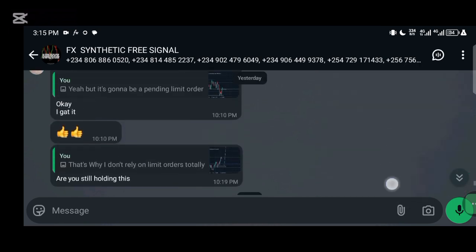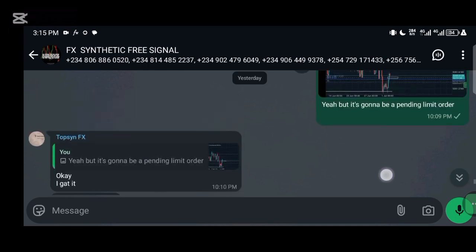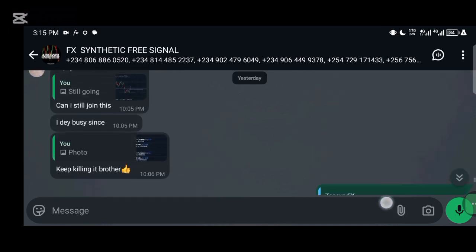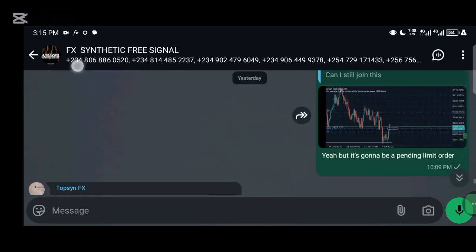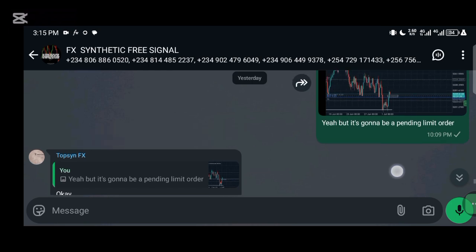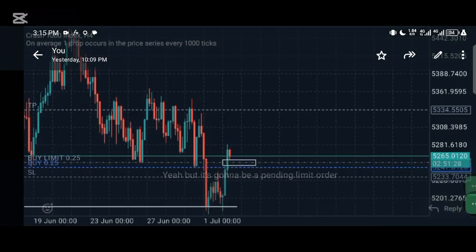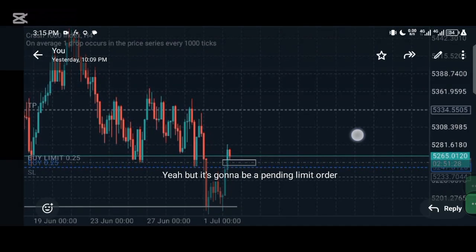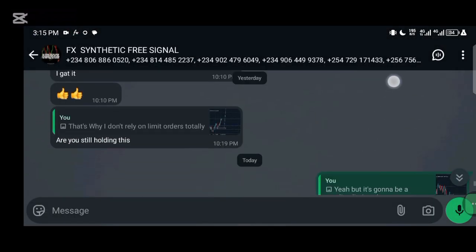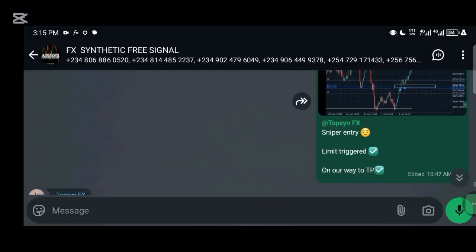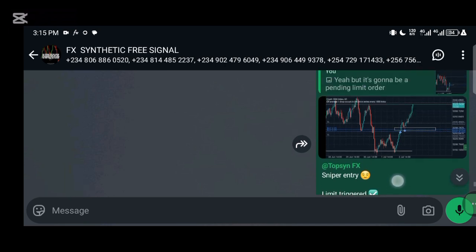And if you look, somebody in the group said, can I still join this? And I gave him the second entry. Yeah, but it's going to be a pending limit order, which I shared on this group also. So this limit order I shared is what happened to be the sniper entry, which is very, very interesting. See, sniper entry, limit triggered, close way to TP.